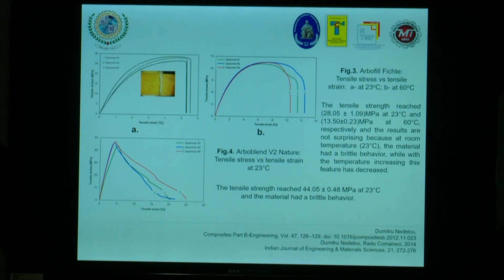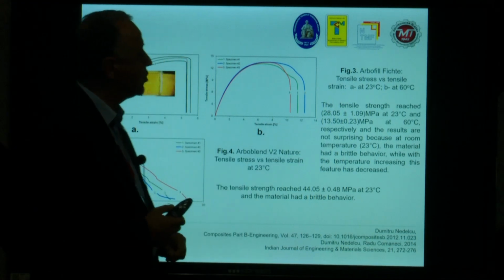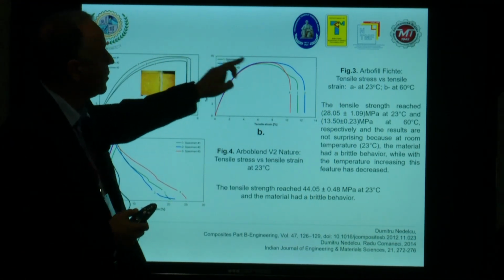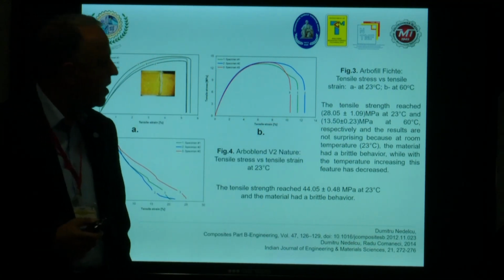Because if we want to focus on the automotive industry, you know that especially during summertime, the temperature could be higher, and it's important to see the behavior of the material at the highest temperature. So in the case of Arbofill material, you can see that the tensile strength is around 28 megapascal, with, of course, a deviation at room temperature. And in the case of 60 degrees, you can see 13 megapascal.